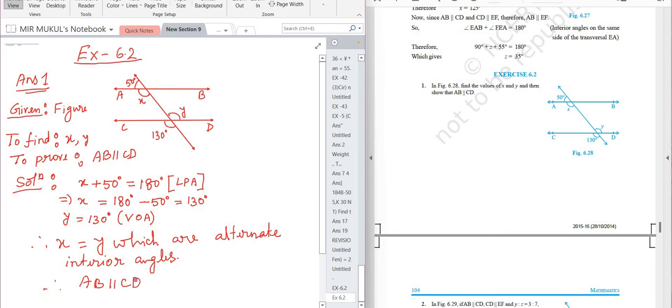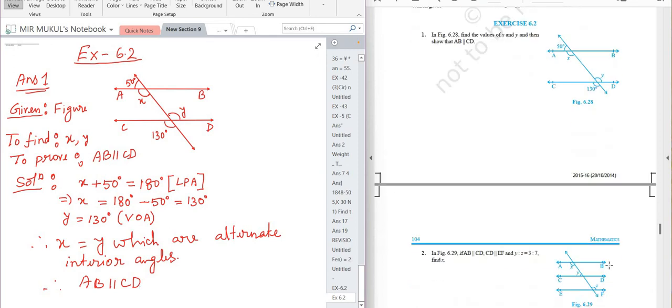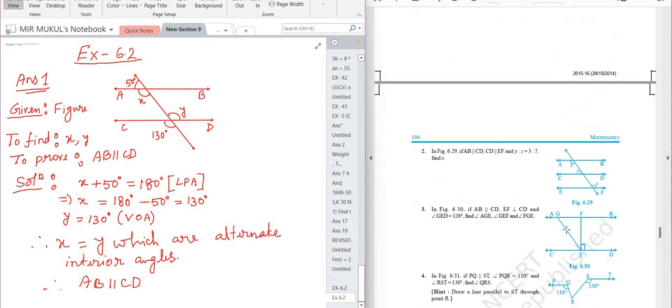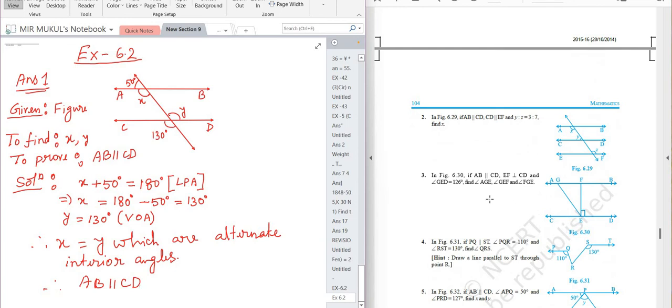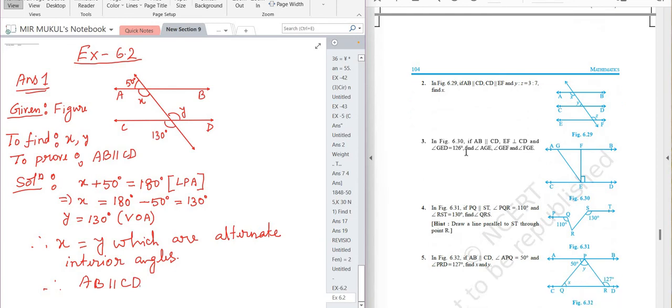Okay, now understood? Yes, sir. Okay, you will reply, then I can understand you are there or not. Okay. Now we'll discuss question number 2. So take a screenshot quickly.